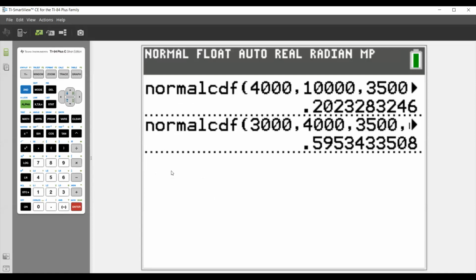0.595. We could say something like, over the long term, the percentage of babies who weigh at birth between 3,000 and 4,000 grams is 59.5%. So that's another interpretation of that one. All right. And let's look at the last one.